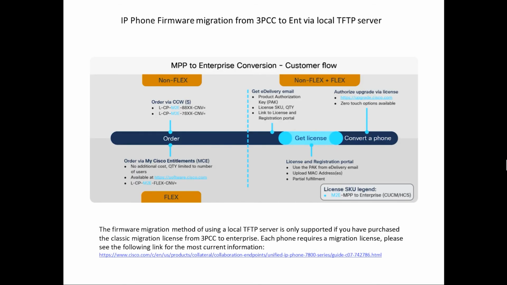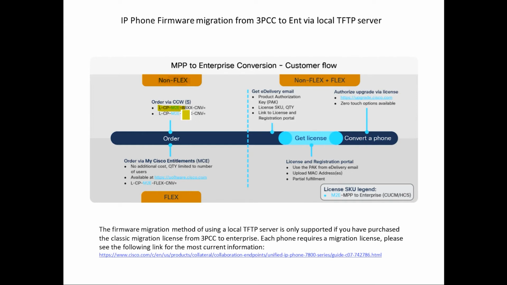In an effort to be able to perform a firmware migration from MPP to enterprise, licensing needs to be purchased for each phone. There's two different licensing options. There's non-flex licensing, and there's also flex licensing. In this video, I'm going to be using the non-flex licensing, and there's two different options for the non-flex licensing.